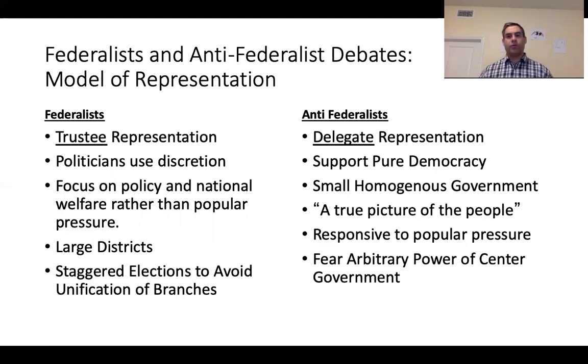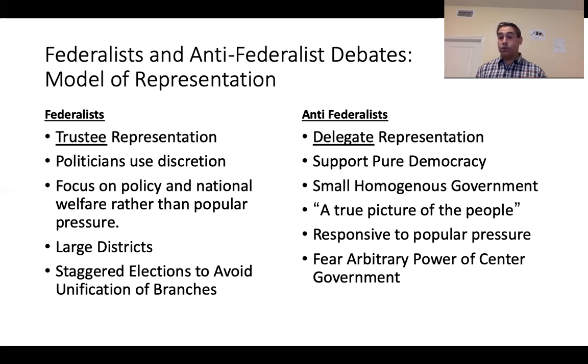They're much more comfortable that government requires levels of education, perhaps wealth. Some of these opinions are retrograde, some of them remain current. But they support something we refer to now as trustee representation. And we can think of this as they view the job of a congressperson, be it a senator or a member of the House of Representatives, to be entrusted to make good decisions on behalf of their citizens.